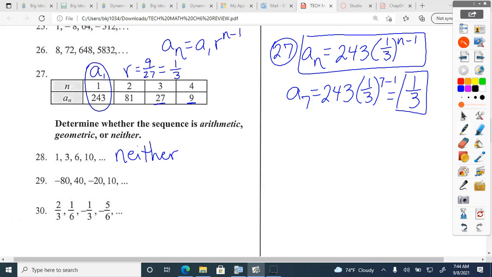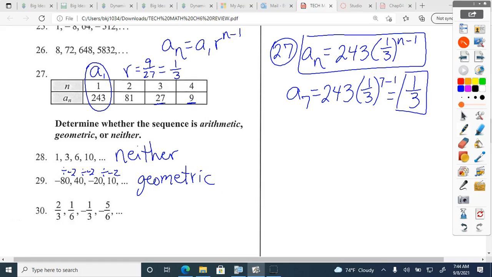29 goes from -80 to 40, 40 to -20, -20 to 10. So it looks like they are dividing by -2 every time. Divide by -2, divide by -2. So that is geometric. Dividing by -2 would be the same as multiplying by -1/2. So however you want to think about it.